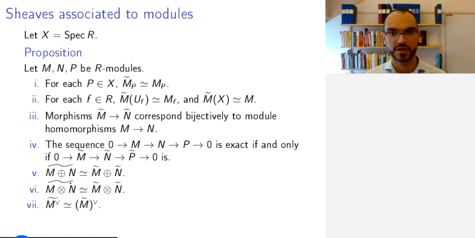The sheaf associated to the tensor product is the tensor product sheaf of the associated modules. So remember, this is the sheafification of the naive tensor product. And the fact that this holds testifies to the fact that sheafification is the right concept. And the same goes with dual modules.